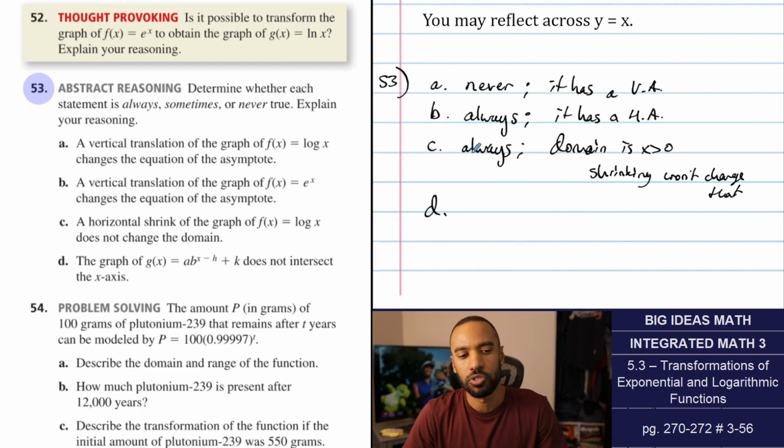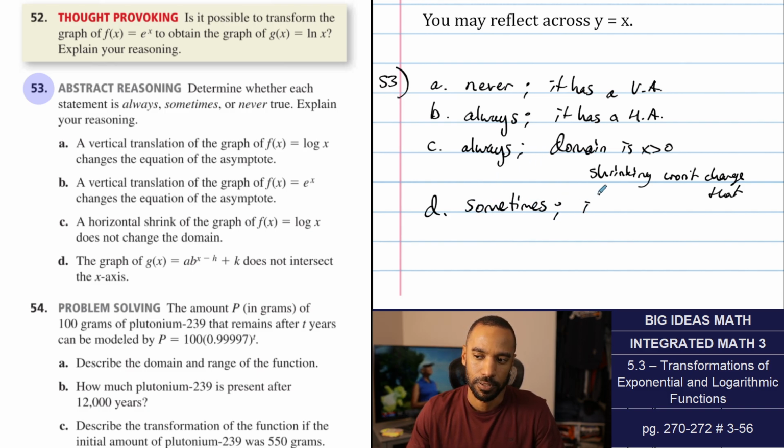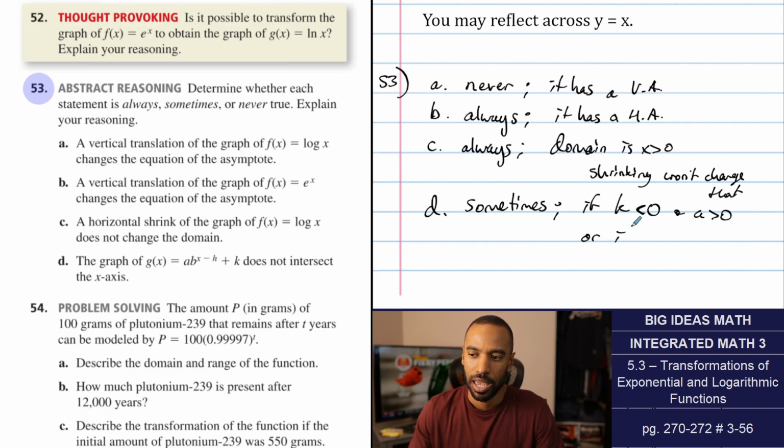D, the graph of g of x equals a times b to the x minus h plus k power does not intersect the x-axis. That's a sometimes. Depends on k. If k is less than 0 and a is greater than 0, it'll cross it. Or if k is greater than 0 and a is less than 0, it'll intersect.